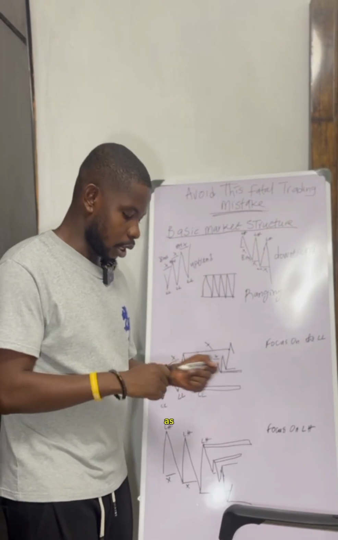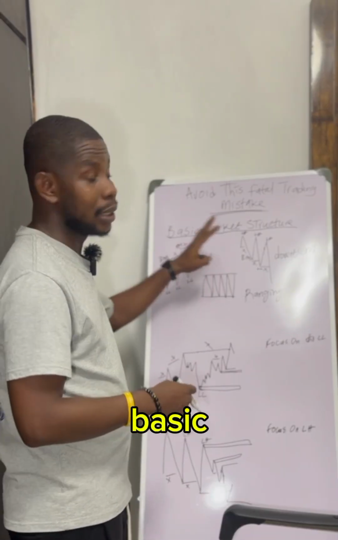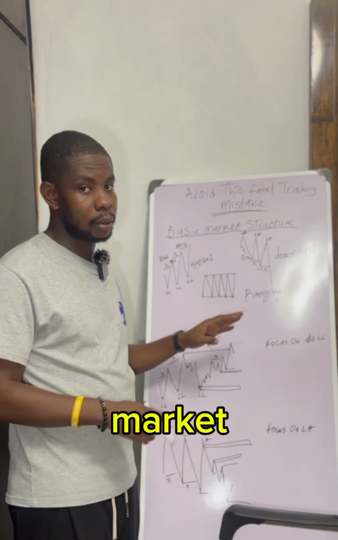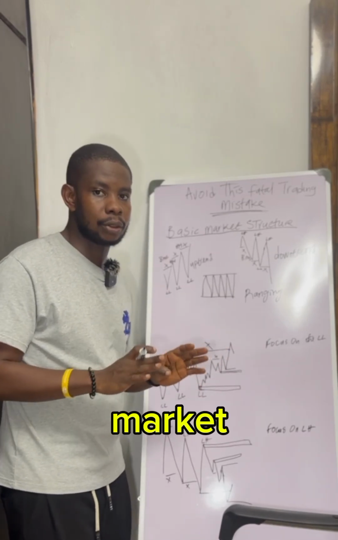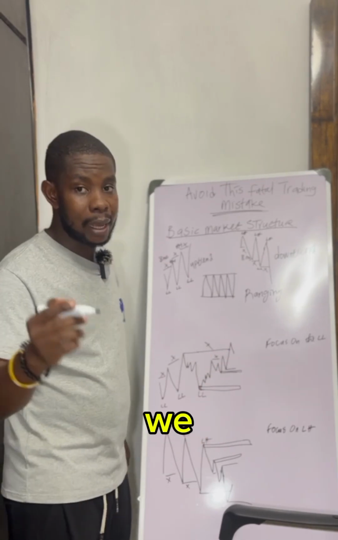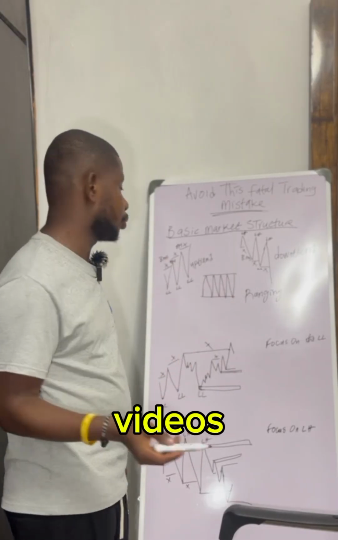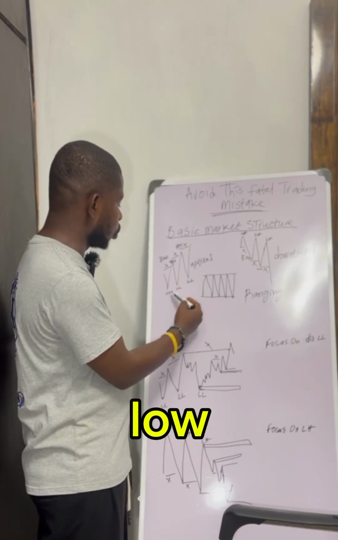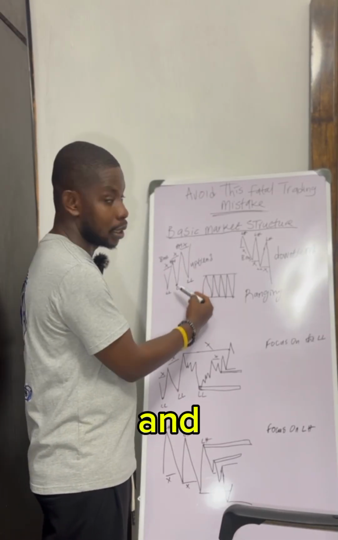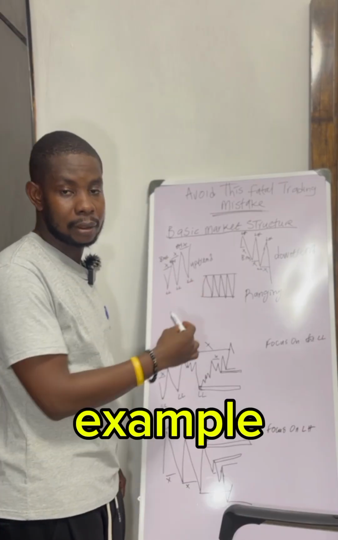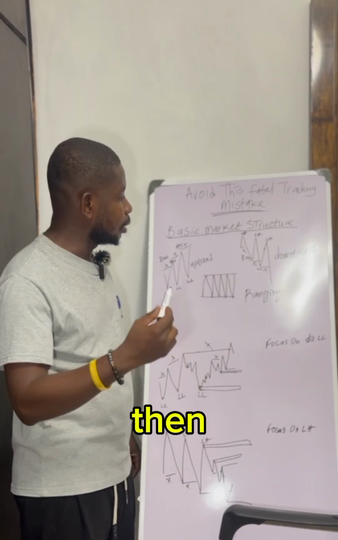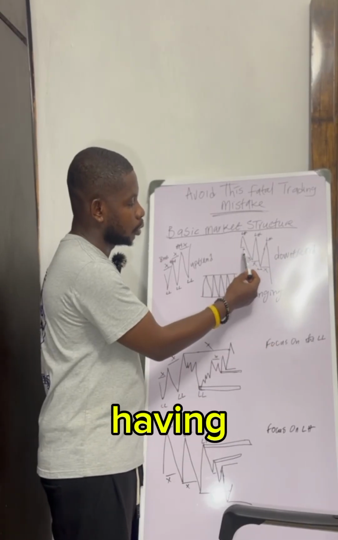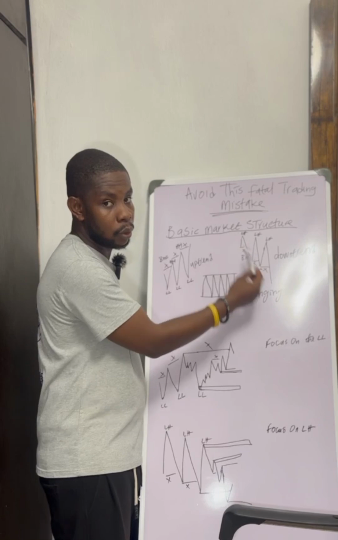As you all know, we have the basic market structure, which is the uptrend, the downtrend, and then the ranging market. This is the basic market structure, which everyone knows, right? From our former videos, we know an uptrend consists of breaks of structure, which is lower lows and then higher highs. This is a typical example of an uptrend. And a downtrend consists of lower highs and then lower lows, with breaks of structure indicating that we're in a downtrend.